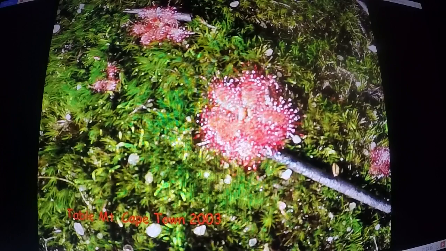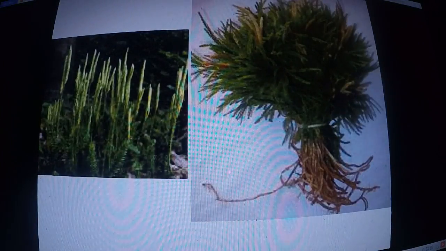This moss I found on the top of Table Mountain, never to be seen again. In 2003, I saw it, took a picture, couldn't figure out what it was, looked it up, couldn't find it, went back to Table Mountain some years later, and I couldn't find it again. This was 3,000 feet above sea level, and it's pretty though. Didn't know they had pretty colors like that.